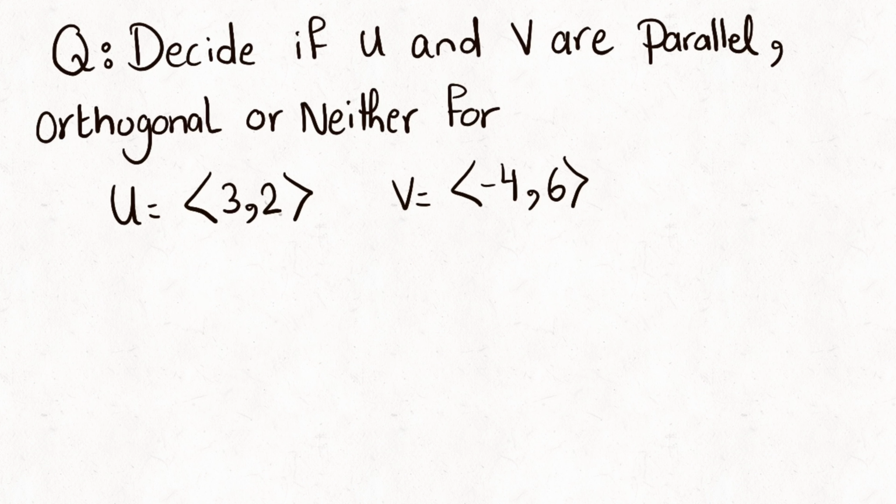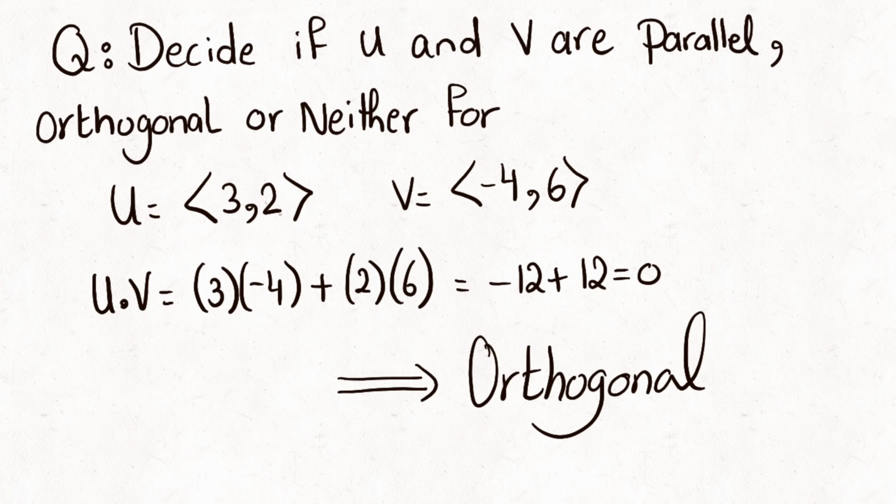Again, decide if u and v are parallel, orthogonal, or neither. Check with the dot product. If the answer is equal to 0, then it means they are orthogonal and theta is always 90 degrees.